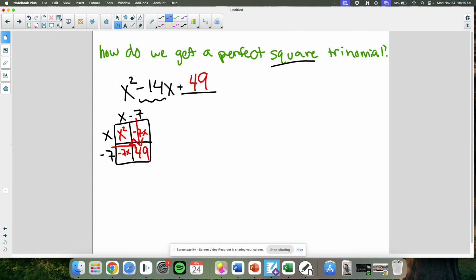Squares are the same. If I factor this, x squared, that comes from an x and an x. Do we have same signs or opposite signs? Same signs. Look to the middle. What do they both have to be? How do we multiply to 49 and add to negative 14? 7 and 7. And instead of writing x minus 7 twice, I could just write x minus 7. How many of them do I have?